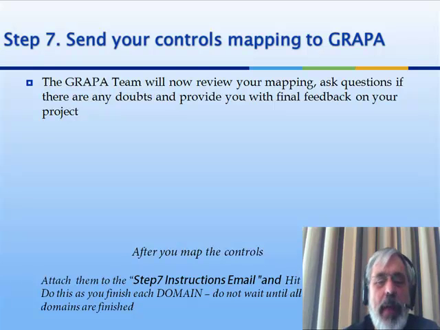So after you've scored a domain, we ask that you send the spreadsheet to the GRAPA team for that domain. We don't want you to wait until you've done all the domains, because that's going to take too long and then everything gets bottled up. So when you finish a domain, take the spreadsheet, attach it to the Step 7 instructions email, hit reply, we'll get it. That way we'll be able to review it and get back to you on it.